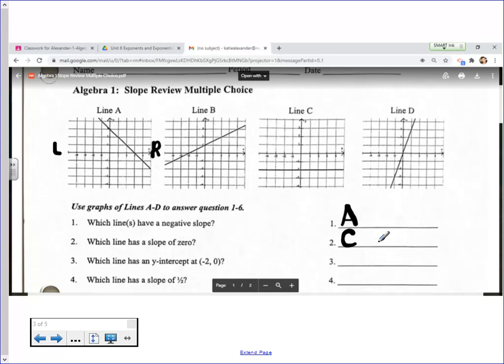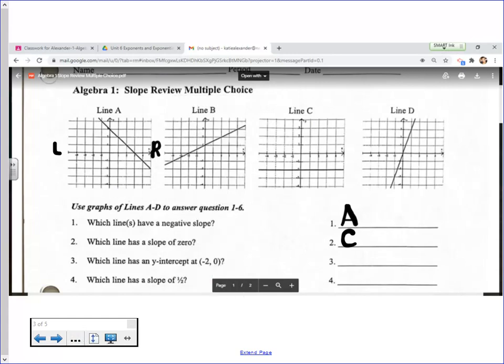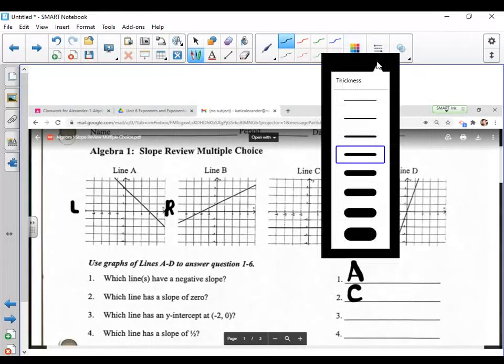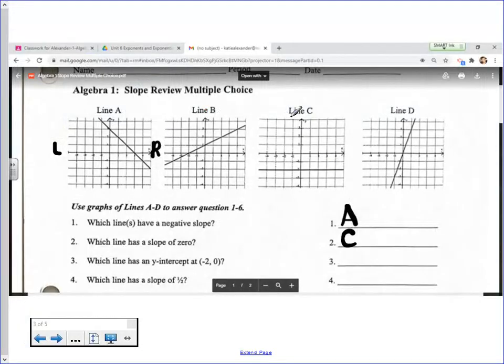Number 3, which line has a y-intercept at -2, 0? So what you're going to do is find your y-axis. Yeah, so you're looking at your y-axis, which is the line that goes straight up and down. One of these lines crosses the y-axis at -2, 0.